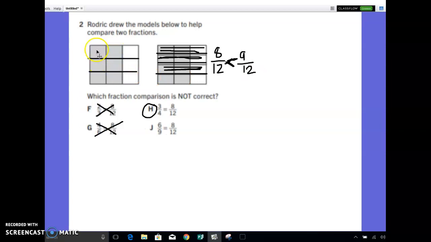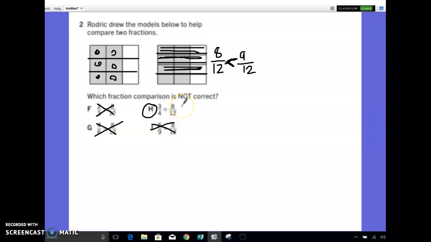Alright, so now I have ninths. I have 1, 2, 3, 4, 5, 6, 7, 8, 9. So 6 ninths. Well, here's 1, 2, 3, 4, 5, 6. 6 ninths, which makes those two columns. There, it's equal. So this one's equal too. So our thought about H being not the correct one, I think we were correct.